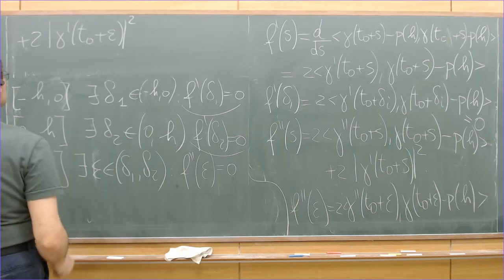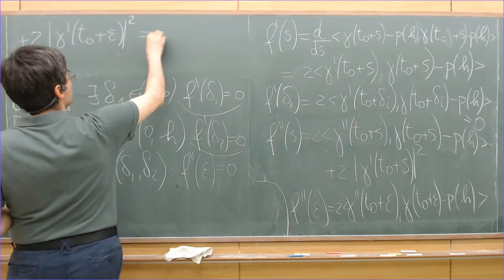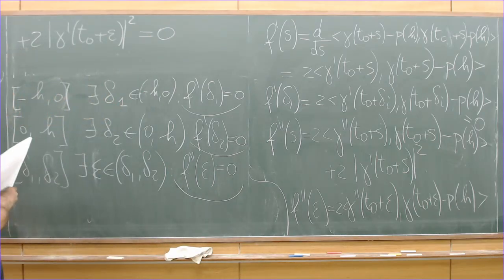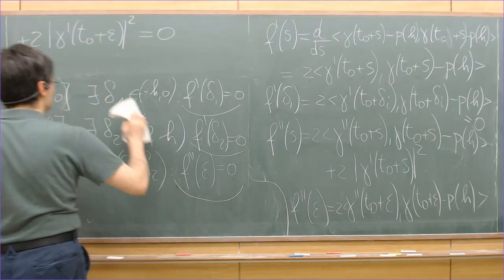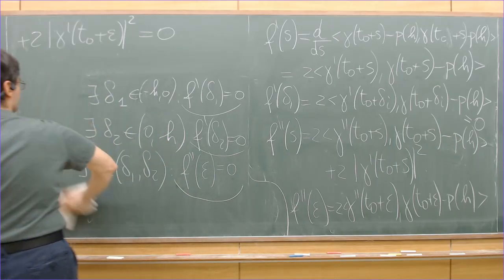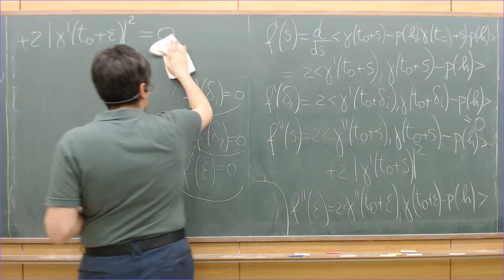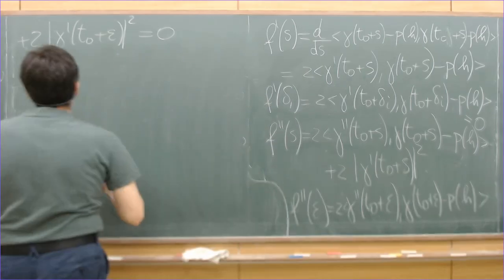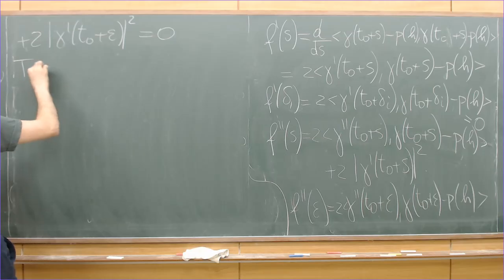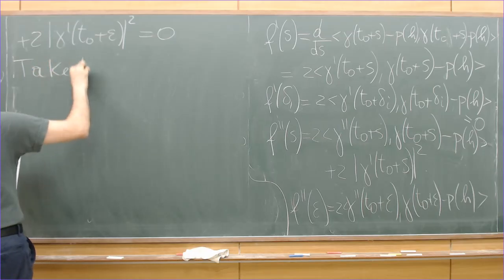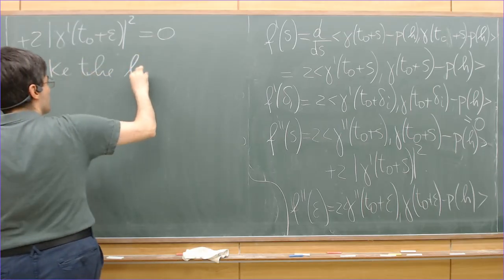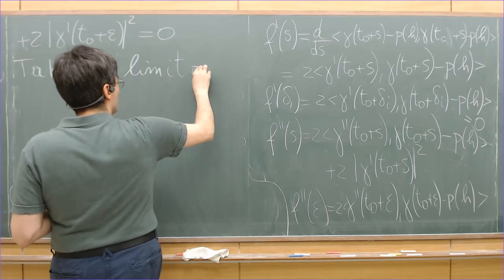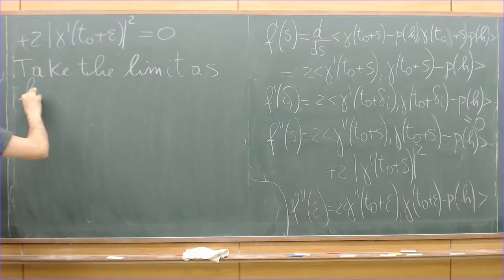Okay, now we know that this is 0 because we found it before. Now I can erase this part of the blackboard. Now we take the limit as h tends to 0.